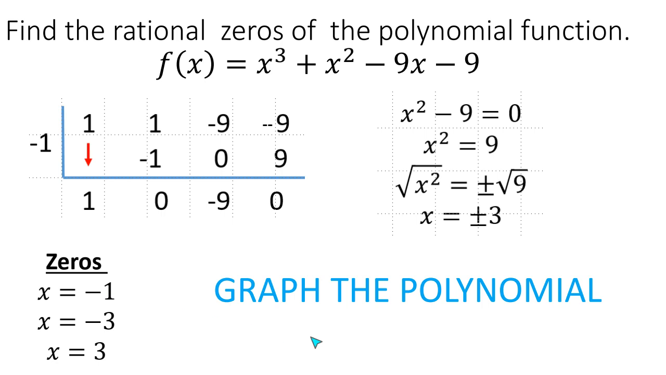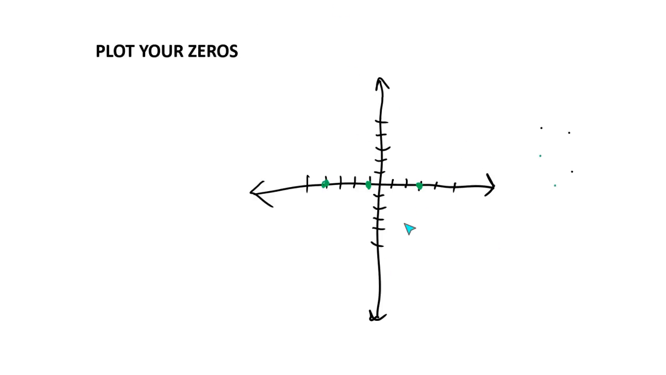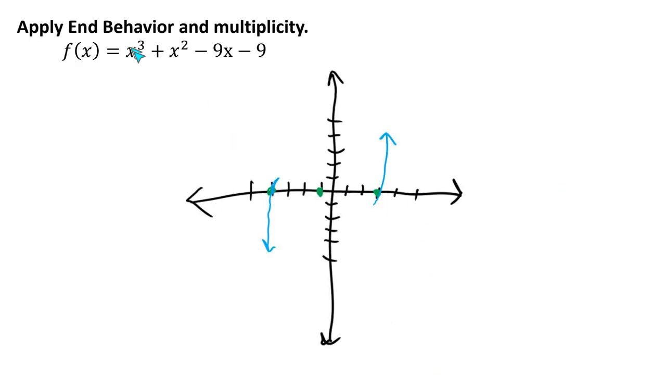So here it says to graph it. The original problem doesn't tell you to graph it, but we're going to go ahead and graph it for practice. To graph this, we need to plot our zeros. So here are my 3 zeros. We have -1, -3, and +3. We're going to apply the end behaviors. So this is x cubed, so that means that the graph is going to rise to the right and it's going to fall to the left. Since my zeros were not repeated an even number of times, that means that the graph is going to cross the zeros. And so now we can find extra points.